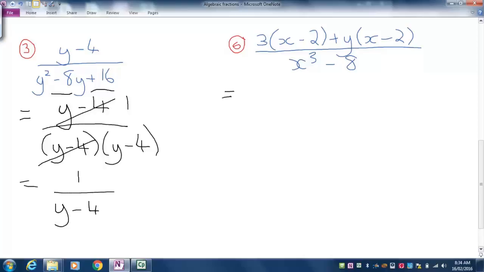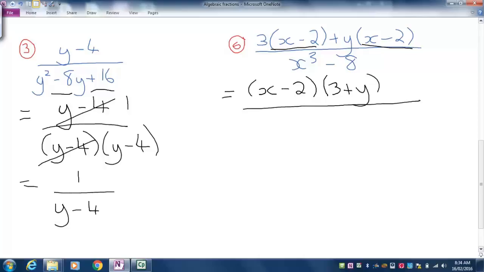For number 6, it looks a little bit trickier than it is. It's a couple more combined rules. So that top one there, you should be able to see we've got a repeated factor of x minus 2. That means I can put the x minus 2 in brackets and then 3 plus y in the second set of brackets. So that's all factorised now on the top.